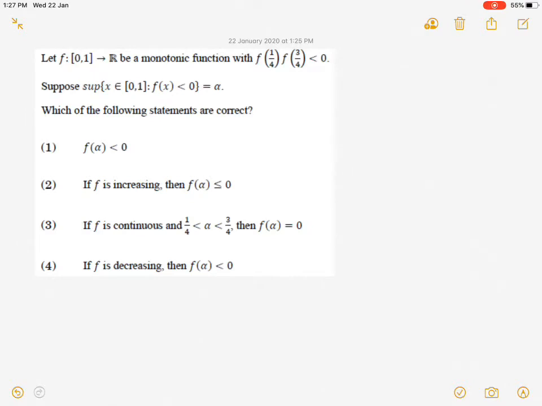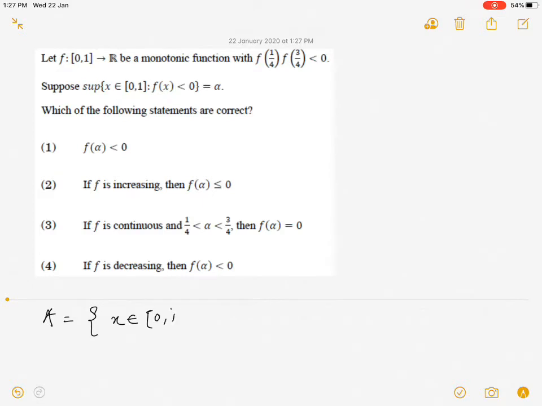This is a question from CSIR NET 2019 December session. We are given a monotonic function f which satisfies the condition f(1/4) f(3/4) is less than 0, which means that f(1/4) and f(3/4) have opposite signs.